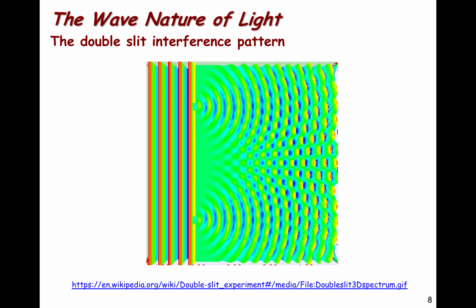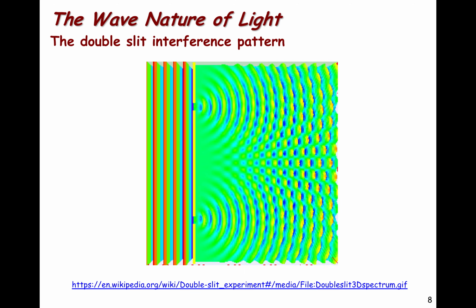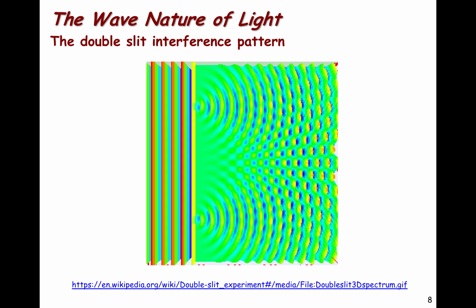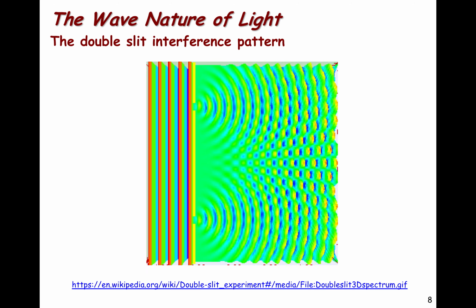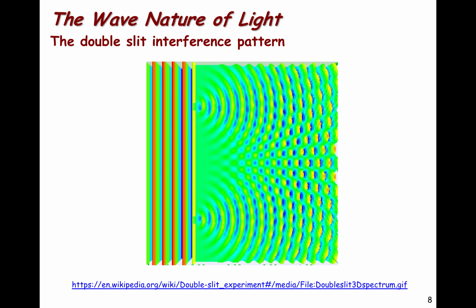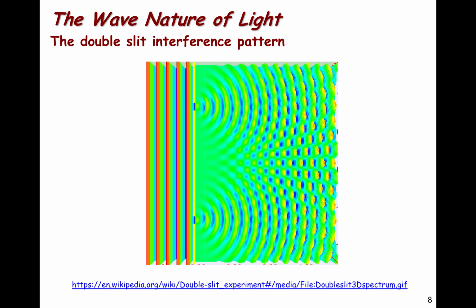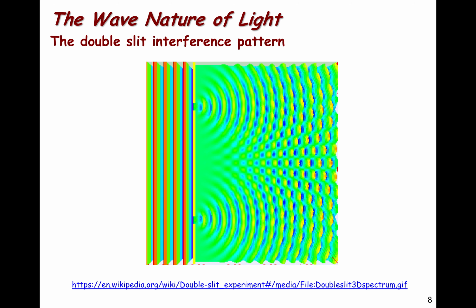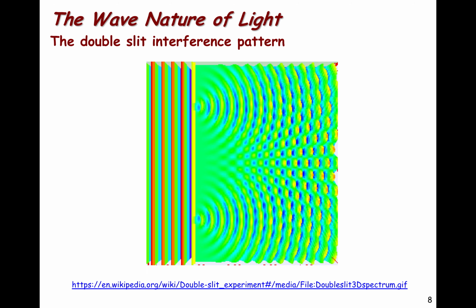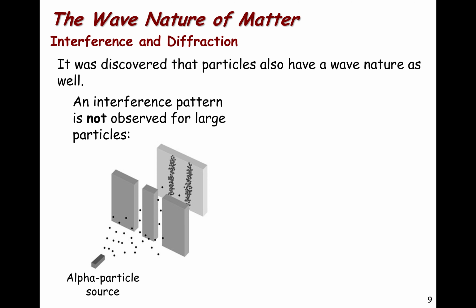Shown here is an animation that represents the double slit experiment and the resulting interference pattern. Note that you have the series of bright spots and no spots that occur over on the right hand side where the screen would be.